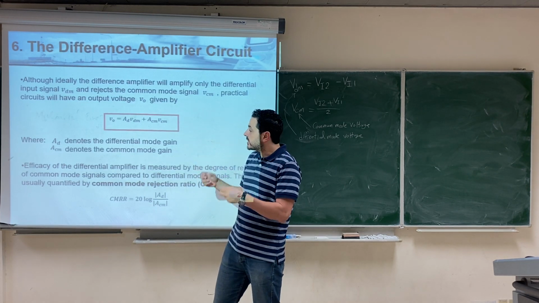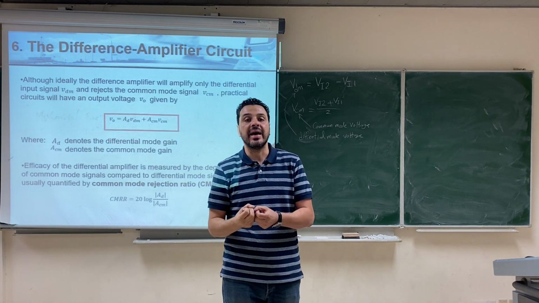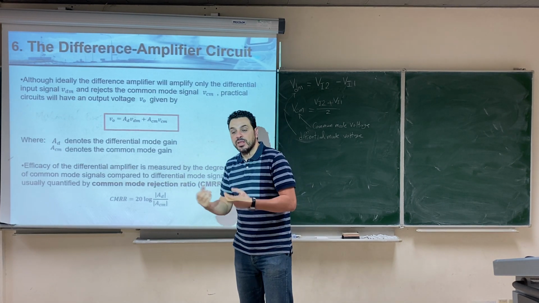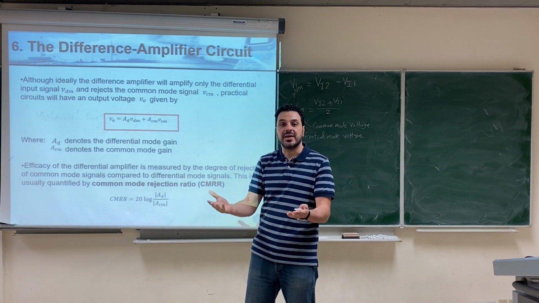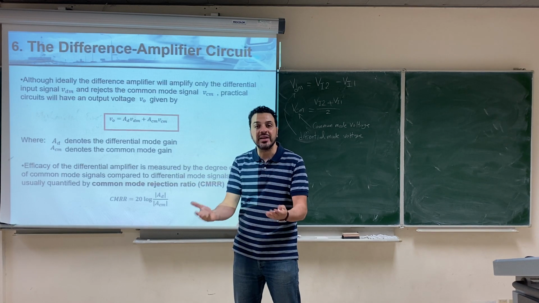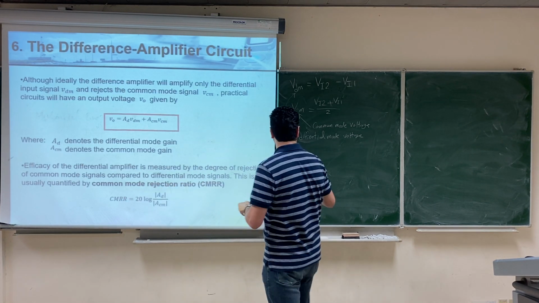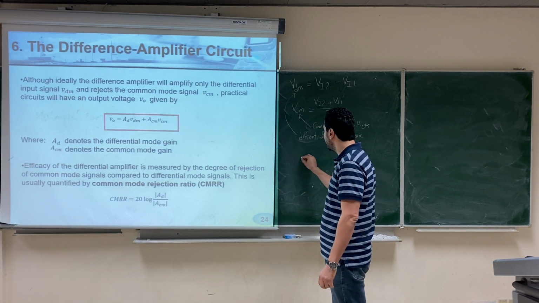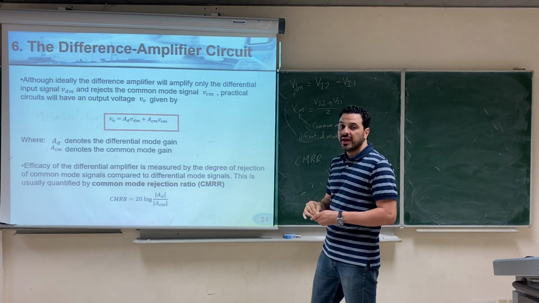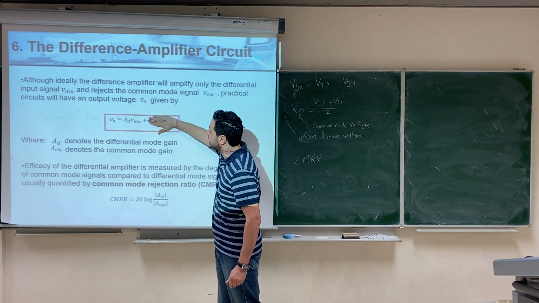So they define a measure for the efficacy, or how good this difference amplifier is. When they compare two difference amplifiers, they defined a measure to say which one is better than the other. They defined the measure called the common mode rejection ratio. The common mode rejection ratio, from its name, common mode rejection: how much you reject the common mode, how much you reject this term.